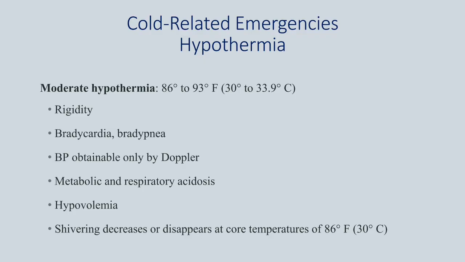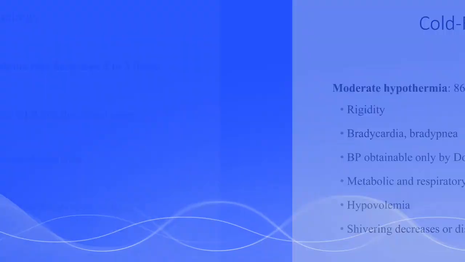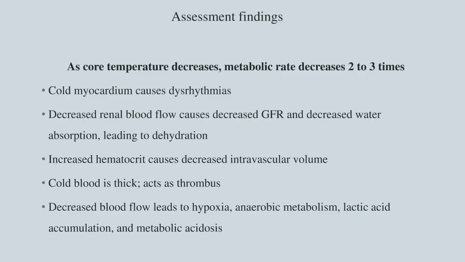Moderate hypothermia, 86 to 93, they're going to be pretty rigid, bradycardic. The BP may be only obtainable by Doppler. Their blood is going to be very sludgy and slow. They have metabolic and respiratory acidosis, hypovolemia, and their shivering decreases or disappears as core body temperatures reach 86 degrees. So they just really start to shut down.